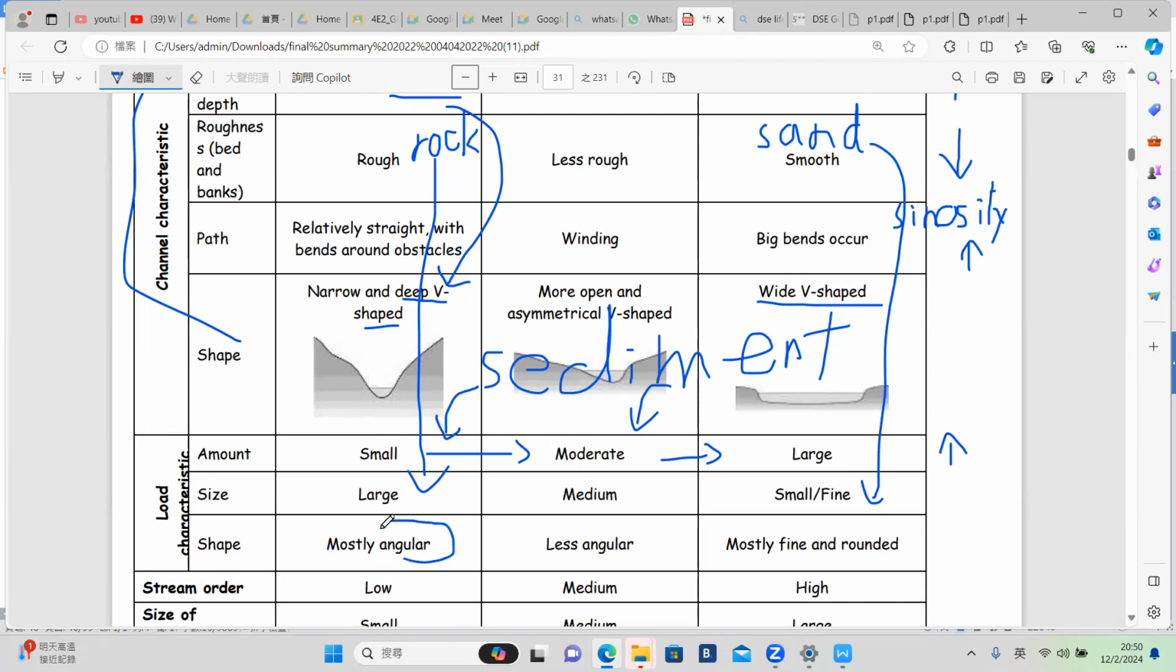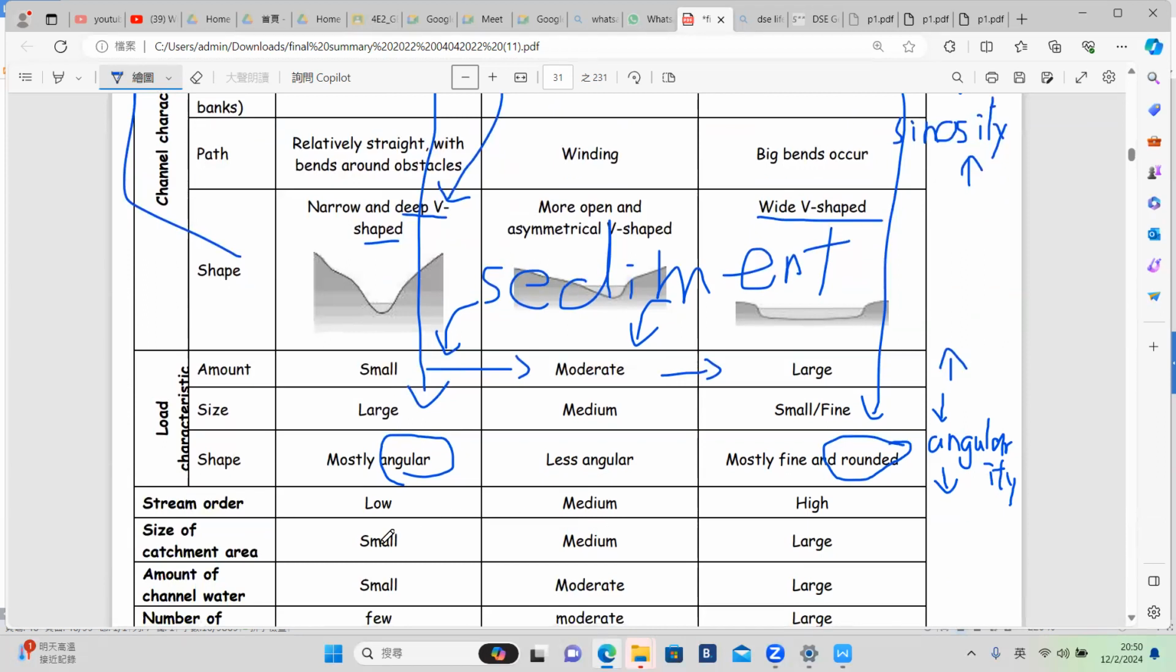Shape mostly angular means it is not rounded, okay, but for here it is relatively rounded, okay. So in terms of size, it's decreasing along the river, and then the angularity is relatively lower along the river, okay.